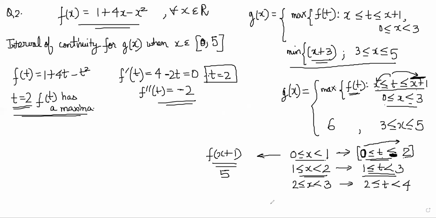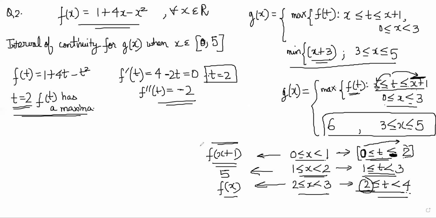Correct. And in this range, the maximum is at the lower end of the interval, right? f of t becomes maximum at the lower end of the interval. So this time I have to say f of x rather than x plus 1, right? Yeah. f of x. Here you have to say f of x plus 1 because it was at the upper range, up to near 2 it is maximum. And here you have to say f of x, right? Yeah. And after that, 3 to 5, you already know it is 6, right?